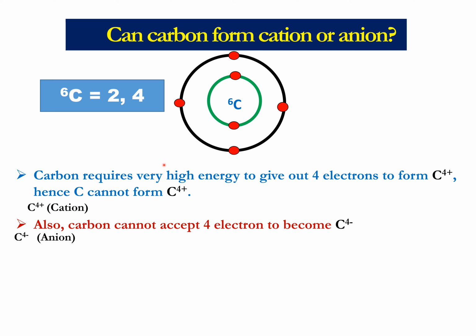As you can see here, it cannot form C4+, because it will require a very high energy to give out 4 electrons. And it cannot also form an anion, which is C4-, because it will require energy to subdue the repulsion. Instead, of all the above possibilities, carbon can share its electrons with other atoms to form covalent compounds, as this is the easier path for carbon to follow for it to become stable.